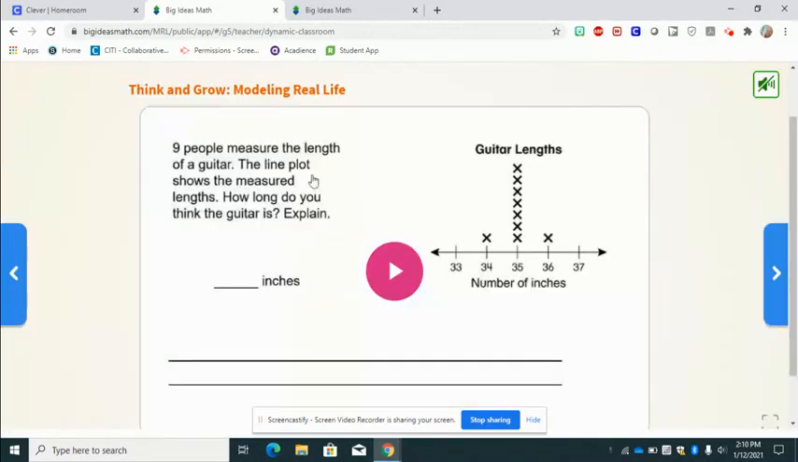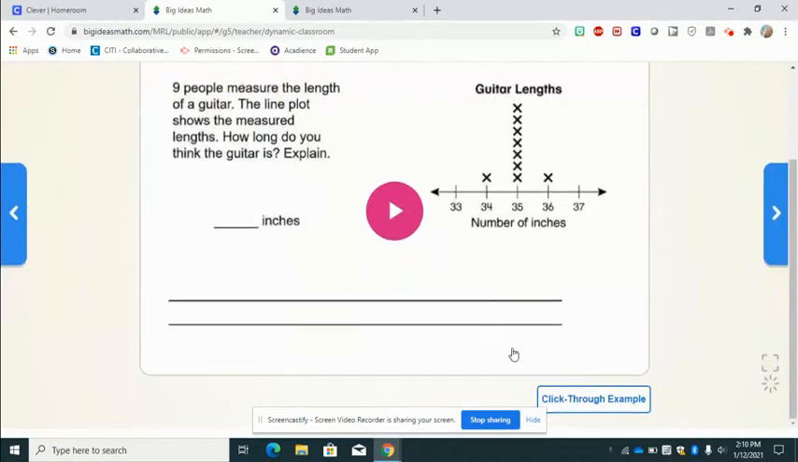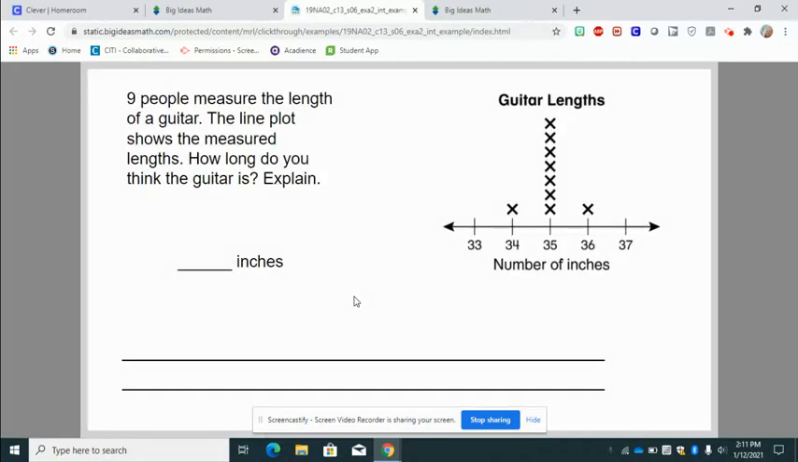Okay, this is an example with a word problem, and we're going to answer the question using the line plot. So it says 9 people measure the length of a guitar. The line plot shows the measured lengths. How long do you think the guitar is? So it's the same guitar and everybody's measuring the guitar, and these are the different lengths that they came up with. And it's measured in inches.